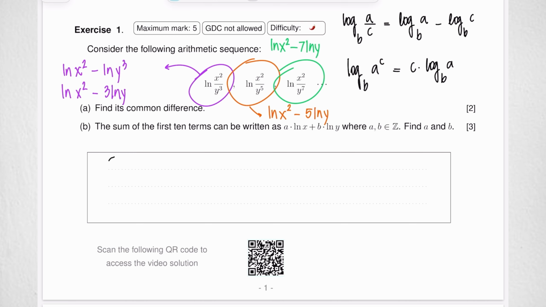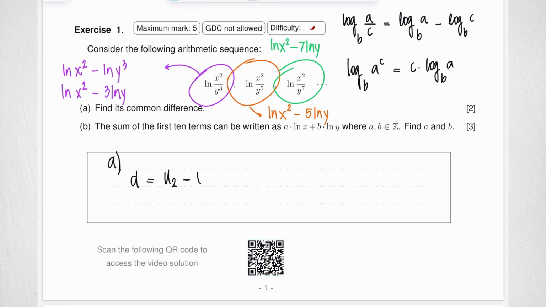Now the common difference, which is question A, can be found by subtracting u1 from u2 or u2 from u3, whatever you prefer. So let's do u2 minus u1, which is ln of x squared minus 5 ln of y minus ln of x squared minus 3 ln of y. And this is equal to negative 2 ln of y. So that's our common difference. Now we can jump to question B.